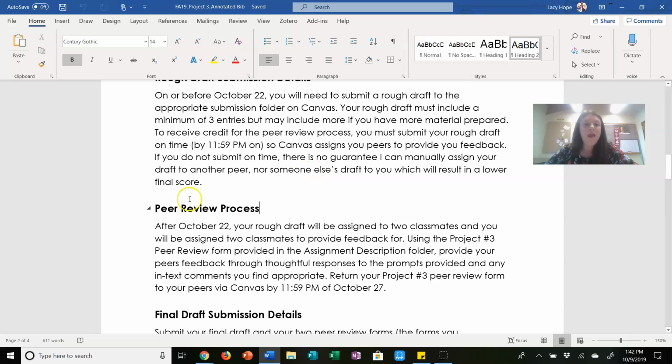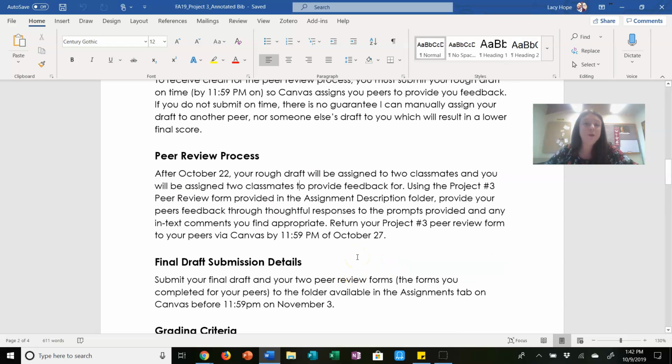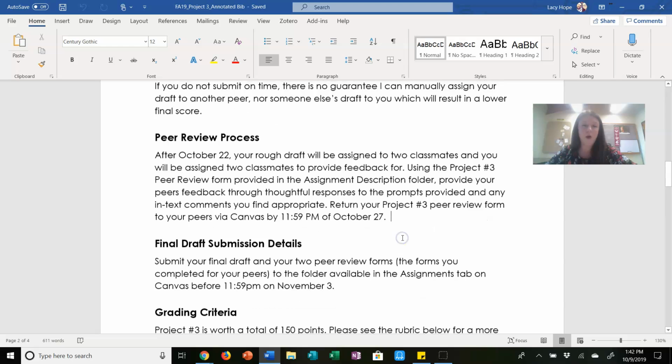So, if you submit your draft on time, remember that you will have 2 peers to provide feedback for, and those forms should be returned to your peers by 11:59 p.m. on Sunday, October 27th. So keep that date in mind as well.